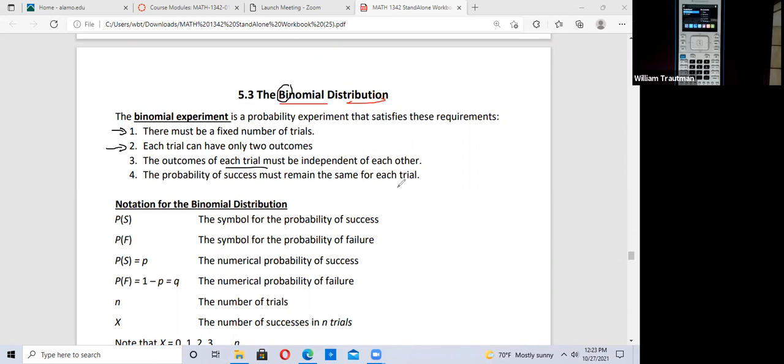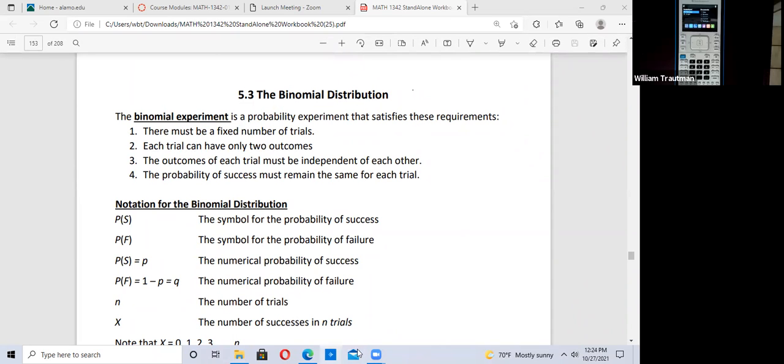Each trial has two outcomes, and each trial is independent. That means each trial is different from the other, and the previous trials don't affect it. The probability of success must remain the same for each trial. That means the probability is the same throughout the entire experiment or trial, or whatever you want to call it. You can't change probabilities midway.